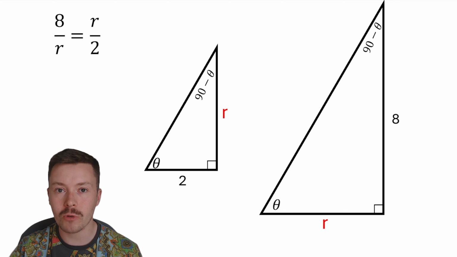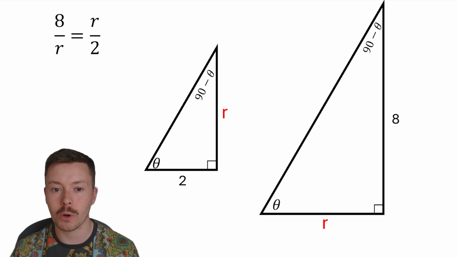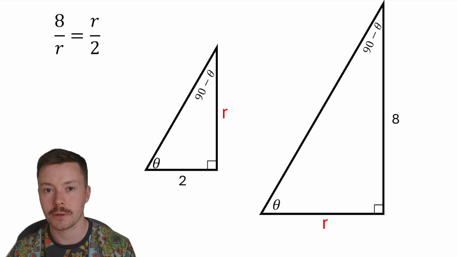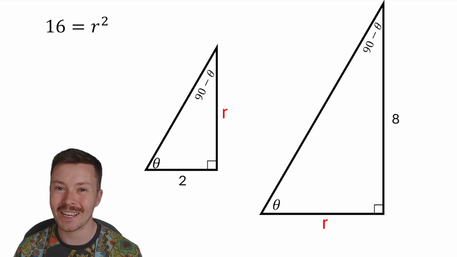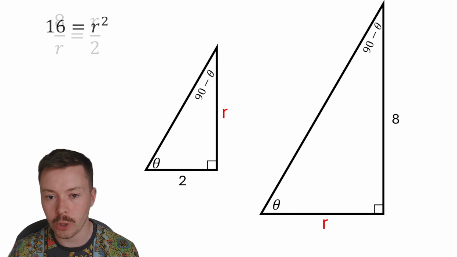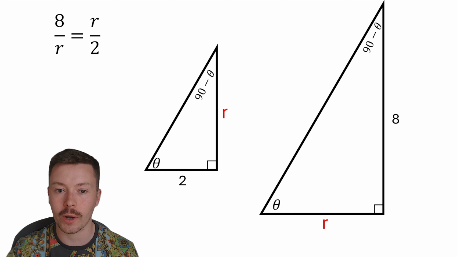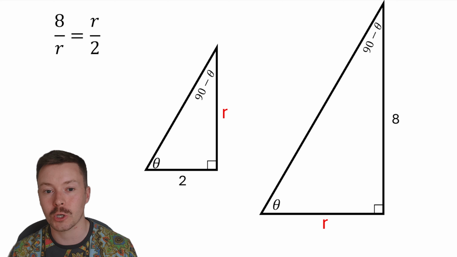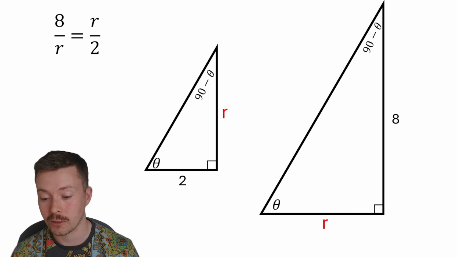I can then rearrange that equation. So cross multiply, I'm going to times the R by R and 2 by 8, and I get 16 equals R squared. Now, when I say cross multiply, really what I'm doing there is timesing both sides of the equation by R and at the same time, both sides of the equation by 2. So really, you could say I'm timesing both sides of the equation by 2R.